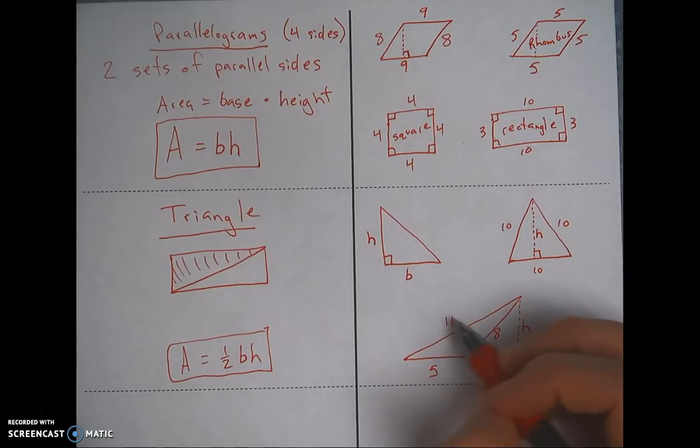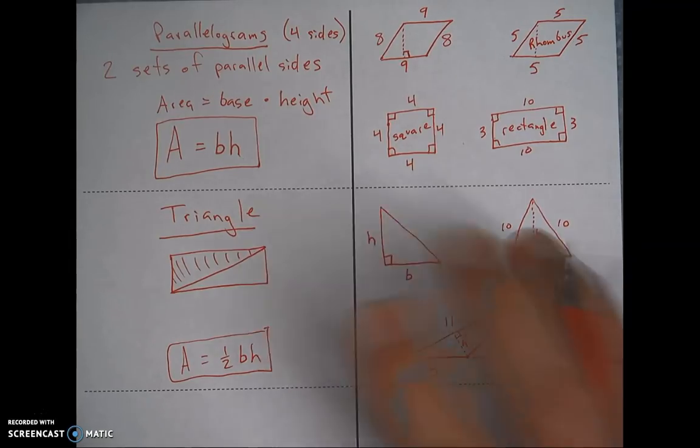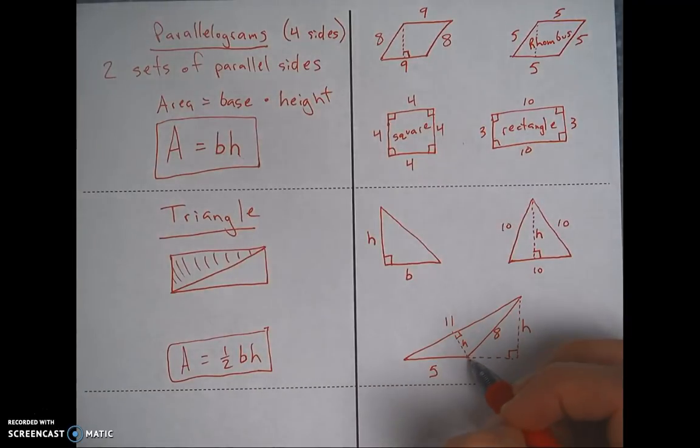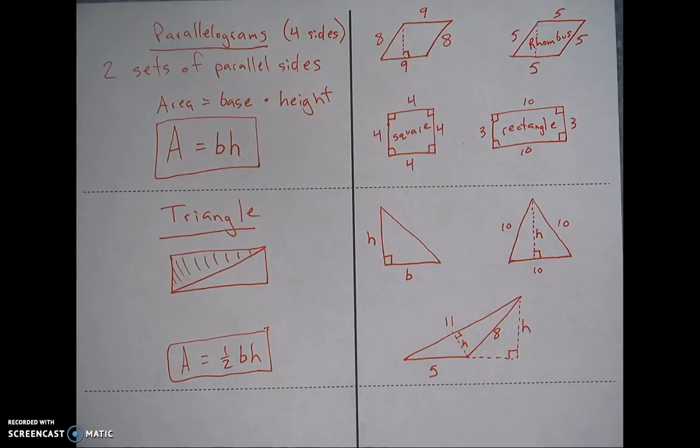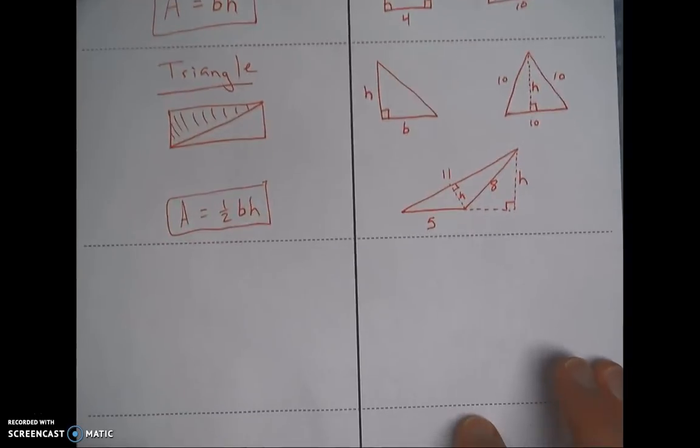Students often get stuck on the fact that a base is the bottom. Well, the base isn't always the bottom if I spin this different ways. So the base is whatever is hitting the height at 90 degrees. So you're always looking for that 90. The two lines that hit at 90 are going to be your base and your height. Next shape.